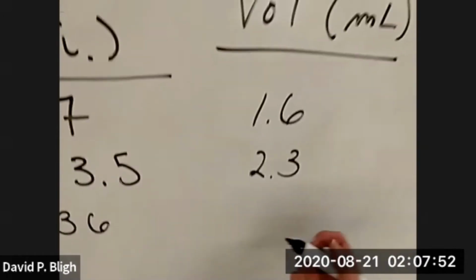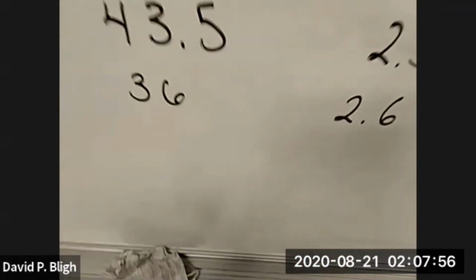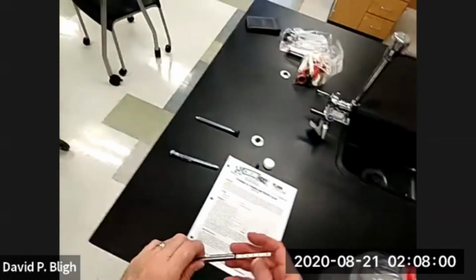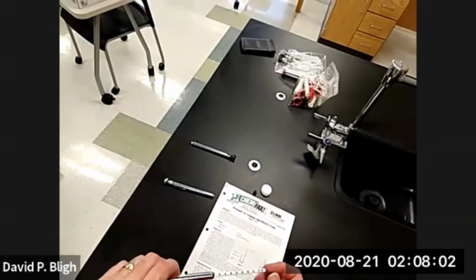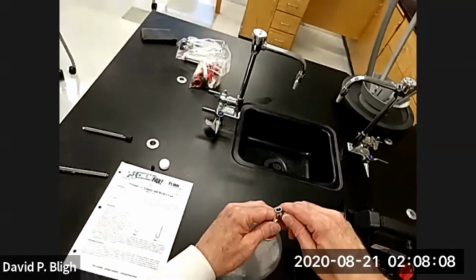2.6 milliliters. Okay. We're still within the range of the medium, because the medium goes on down to 10 psi. So let's let some more air out.